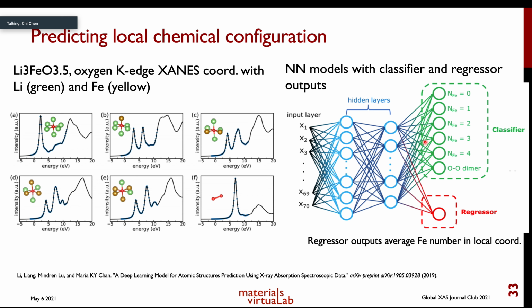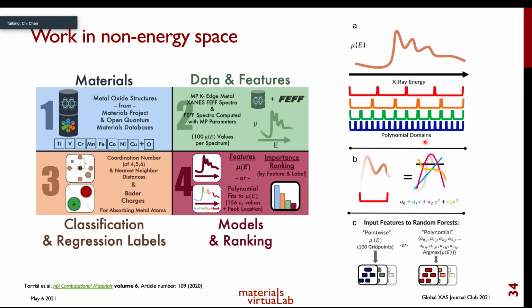So basically what they find is that when you have a different oxygen environment, for example, the oxygen is surrounded by a different number of lithium, different number of iron, you can have different XANES spectrum. And the goal was to predict the number of neighbors, number of ions in the neighbor by using the spectrum alone. And it's actually a very interesting work.